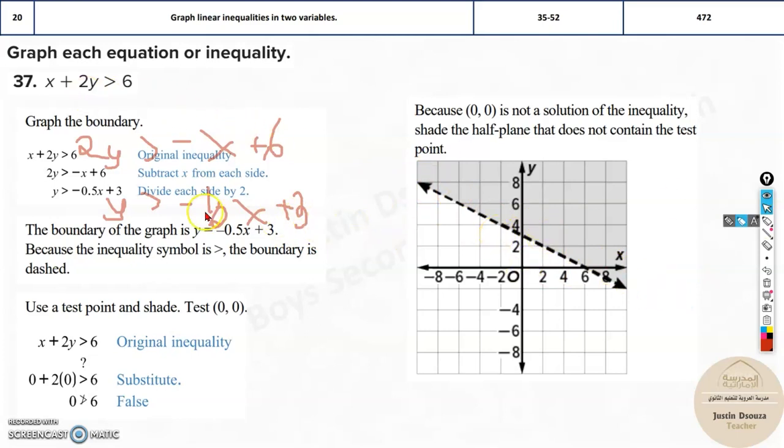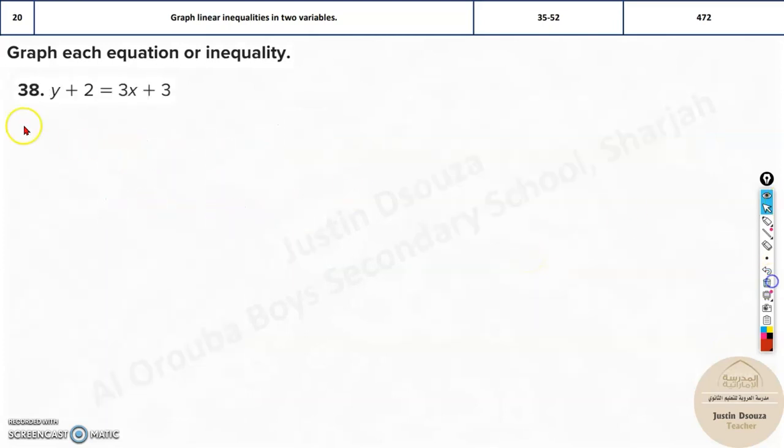Next, since it's only greater than, it is dotted lines, and for the y value, see over here, y is greater than all the values, so the upside is correct. Or you can use the calculator and find the points. Same way you can check the rest of the graphs.